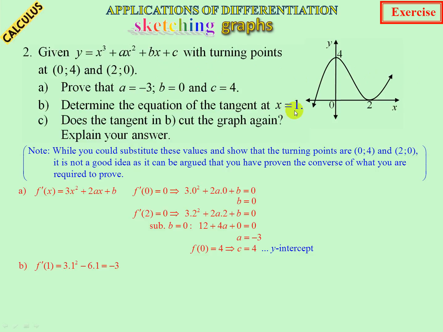B. Determine the equation of the tangent at x equals 1. So I now substitute 1 into the derivative to get the gradient. 1 into the original equation. Notice using these values of x1, a, b, and c, I get the point. I can use my y minus y1 equals m times x minus x1, and we simplify.